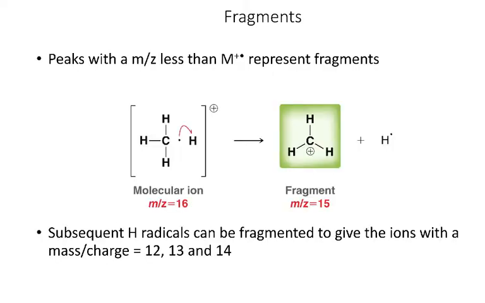Now, the other peaks that are smaller than the molecular ion represent fragments. So in the case of methane, right, if I pop off 1 hydrogen, I'll get an m/z ratio of 15, and so that was the peak just below 16, obviously, right? And then the other peaks represent removing more hydrogens. So for methane, we'd expect to see peaks at 12, 13, and 14 for pulling off the other hydrogens.